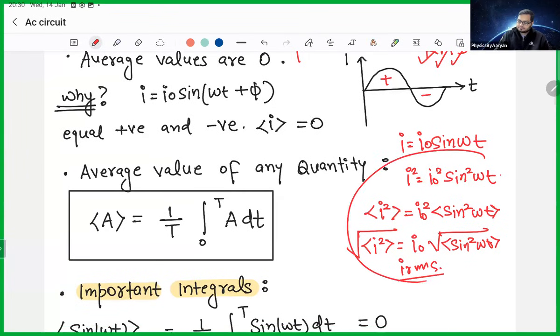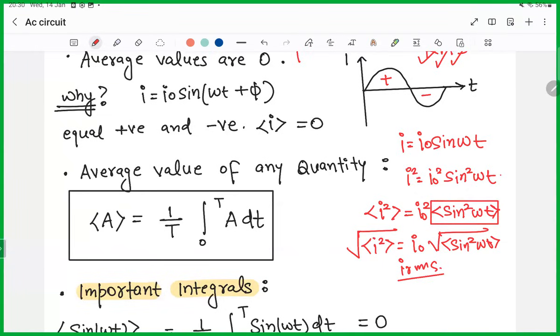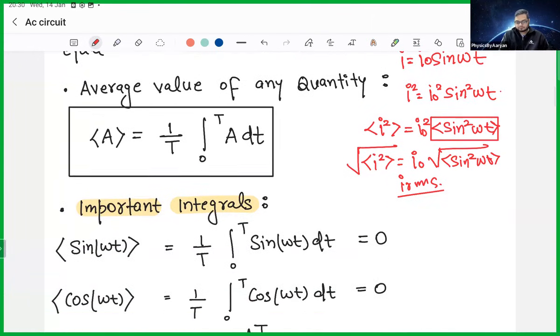In this entire step, I have to find an average of sine square omega t. So what I will be doing is putting my value here. If I need to find the average of sine square omega t, I simply need to put sine square omega t here. Okay?